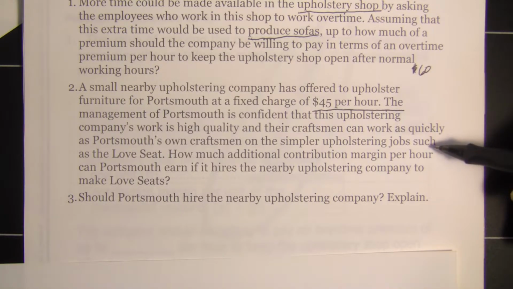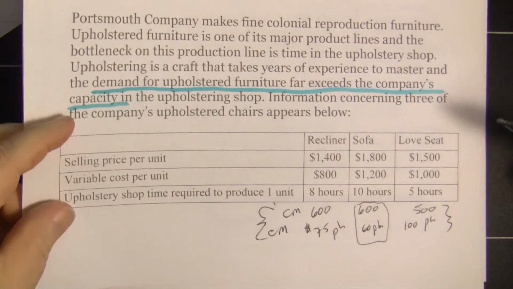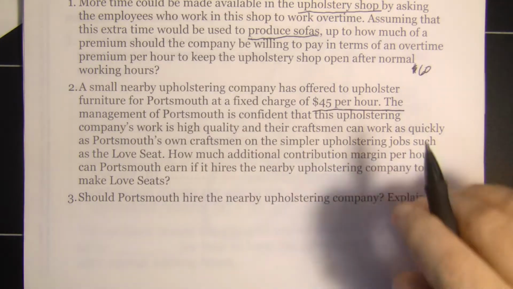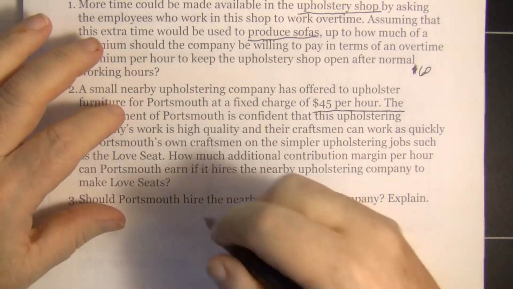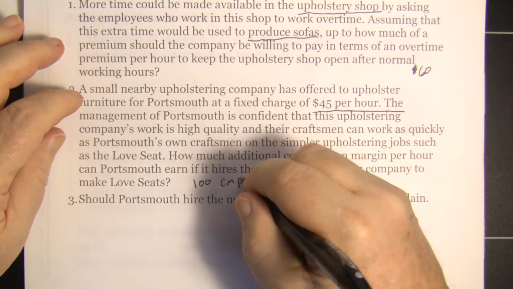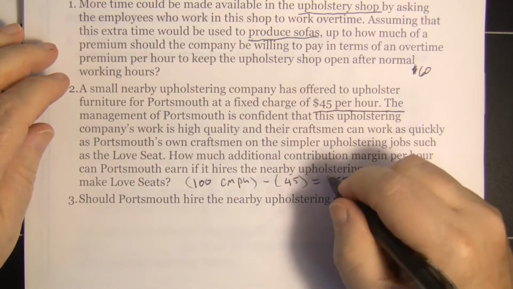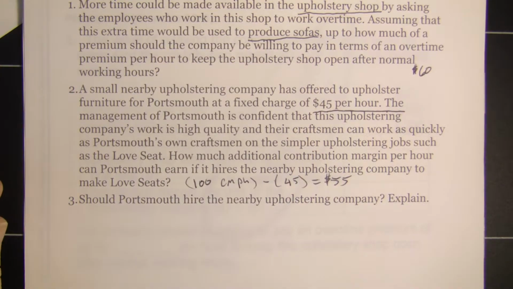It's high quality work. How much additional contribution margin per hour can this company make if it hires the nearby upholstery shop to make love seats? Well, for the love seats, they're making $100 per hour. So they're making $100 contribution margin per hour, and if it's going to cost them $45 to have somebody else do it, they're getting a $55 per hour benefit to the company, because they're getting an additional $100 worth of contribution margin, and it's costing them $45. Should they hire that company?